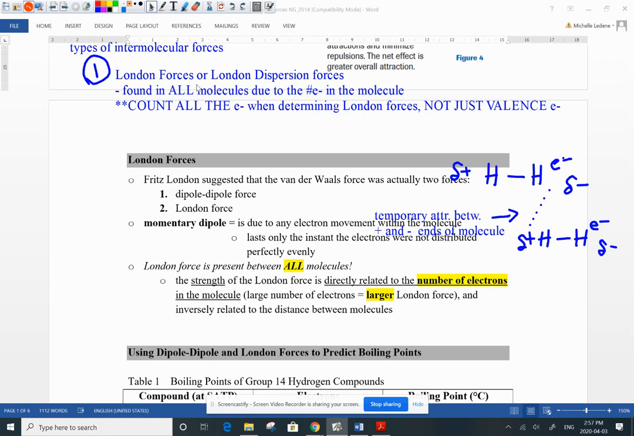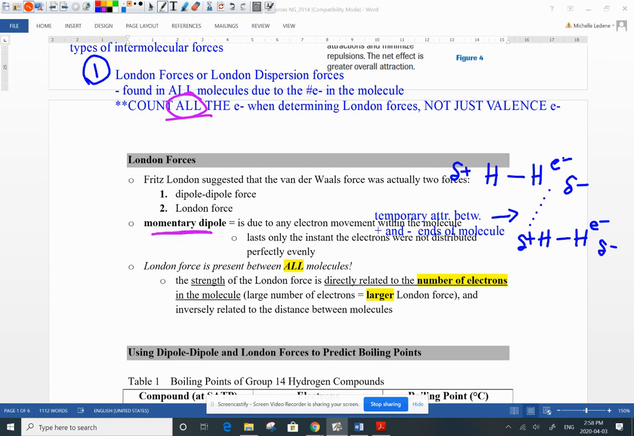These are found in all molecules. Why? Because all molecules have electrons. Every atom has electrons. So to count up and to decide how big of a London force you have, you're counting all of the electrons in that particular chemical, all the electrons, not just the valence electrons, but all the electrons. So let's explain. How do you get this London force?